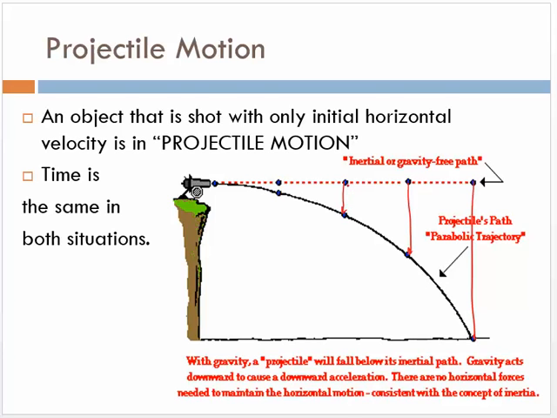Well, the time that it falls is also the time that it takes to go forward. So if it's taken 1 second to fall this far, then it's also taken 1 second to go this far horizontally. What we find out is the time is the same in both situations.